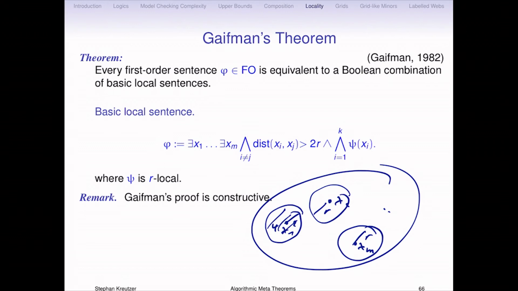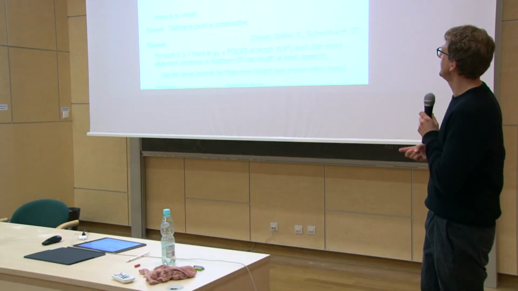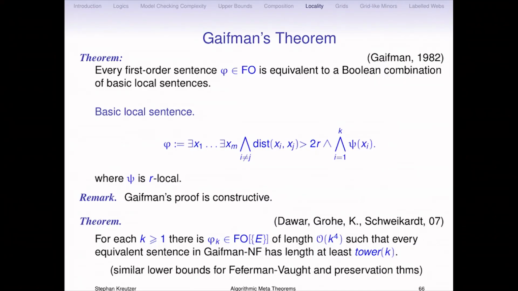And the theorem just says, basically, this is what first order logic can do. Every first order formula is equivalent to a Boolean combination of these things. And it's a constructive proof. You can actually compute this from a given first order formula. Okay, but let's finish this thing about locality. At least, that's Gaifman's theorem.